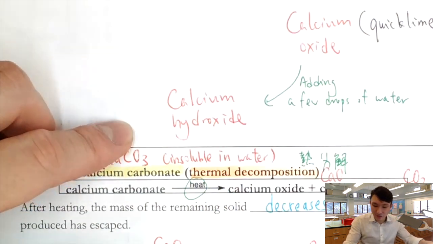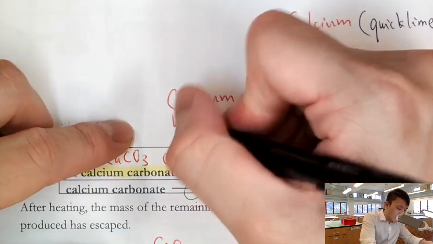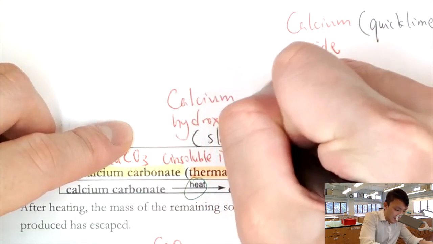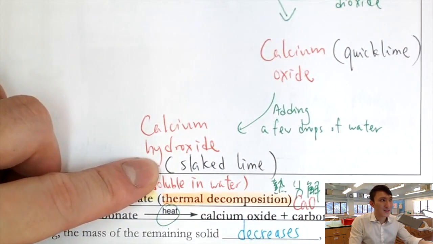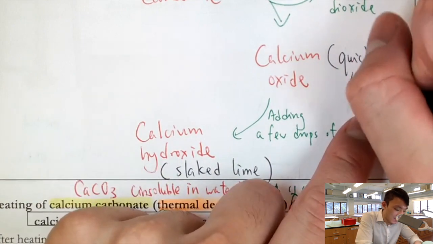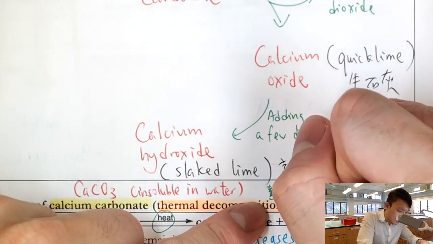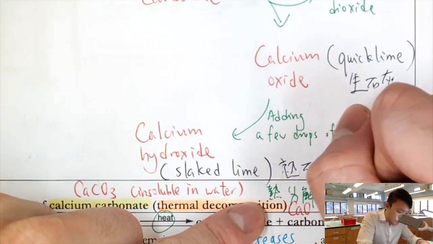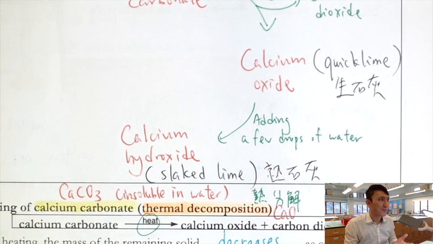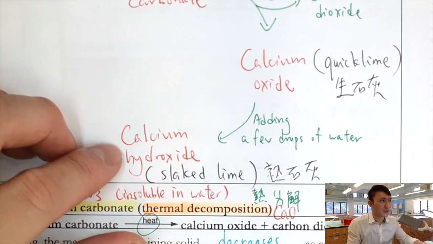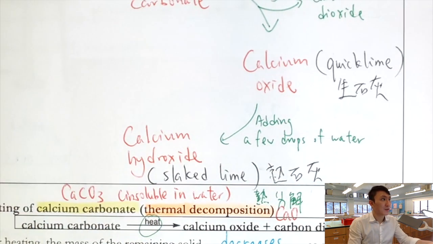Now calcium hydroxide has another name. We call it slaked lime. In Chinese it's quite interesting, one is called raw and the other cooked. So calcium hydroxide, we also call it slaked lime.